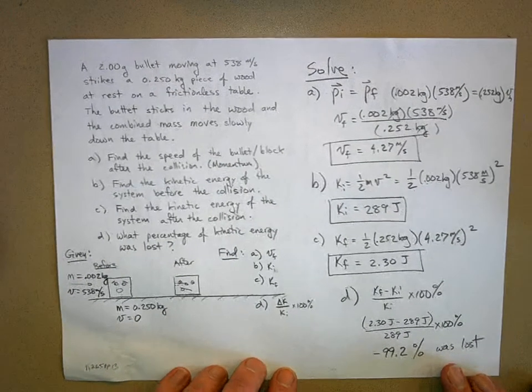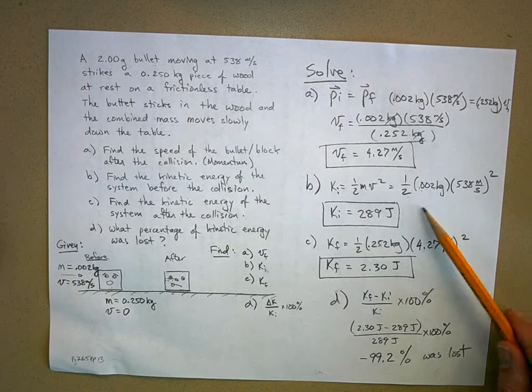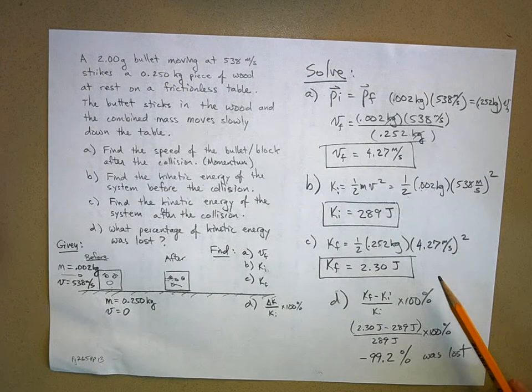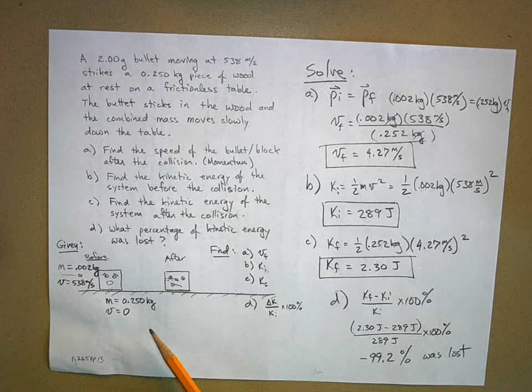So that is the whole solution. So the point here is that when a bullet and a block hit, momentum is conserved. But look, the kinetic energy is not conserved. That makes this what kind of collision when kinetic energy is lost? It's an inelastic collision, and in this case, a lot of it was lost. Almost all of it. That is all.